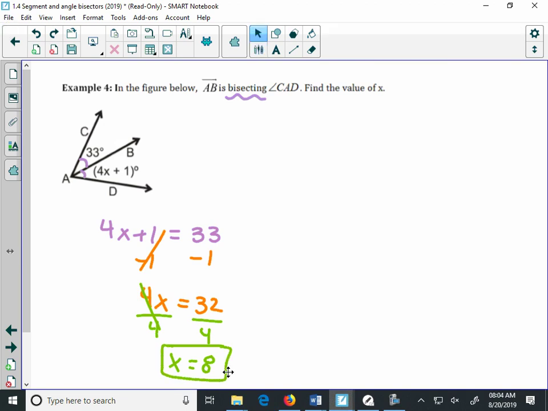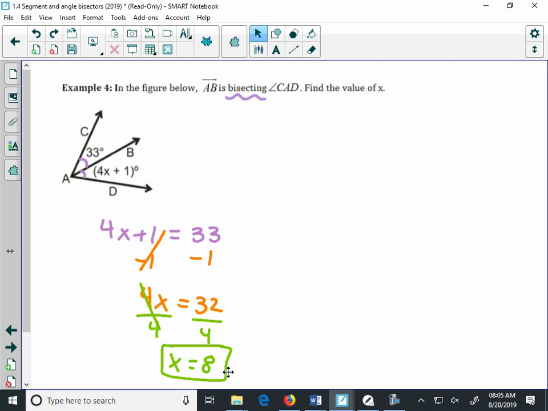8. Questions over that? So if you notice, with segments, really if you're given a segment, all you can do is set them equal to each other. So if you're given segments and you're told to find a variable, all else fails, set them equal.